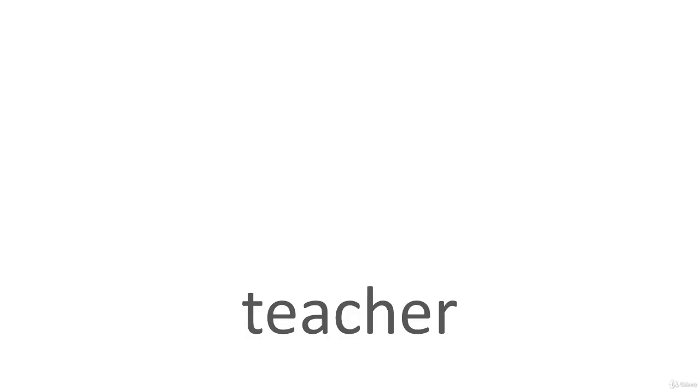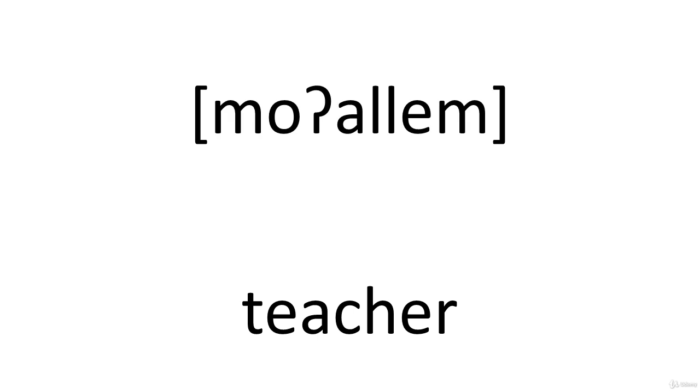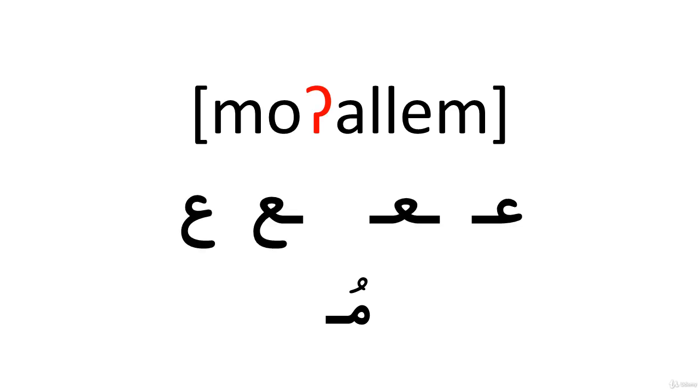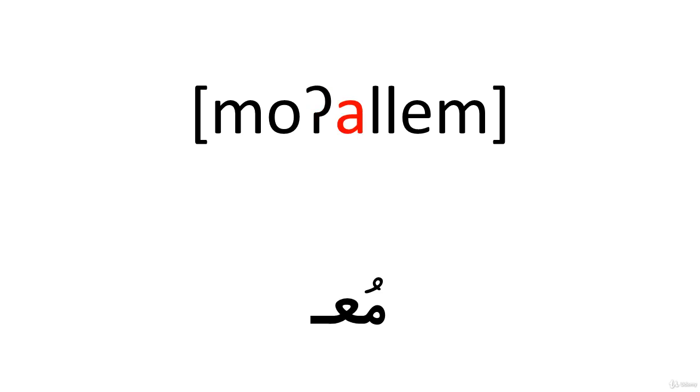Here's the word teacher, Mu'allim. First, M, the non-ending one, with the O sound above. Next, the sound, a non-ending one. The previous letter is connectable, so we use the second shape, or the shape with 2 handles. Then, the A sound above.